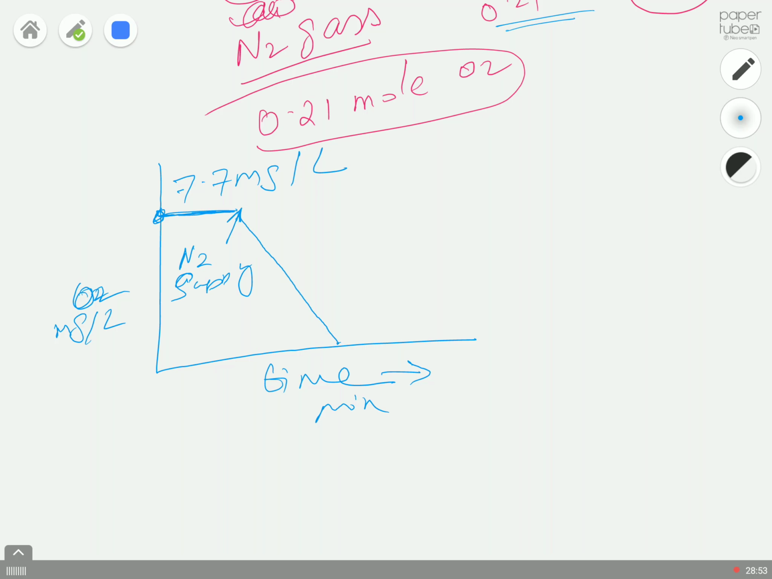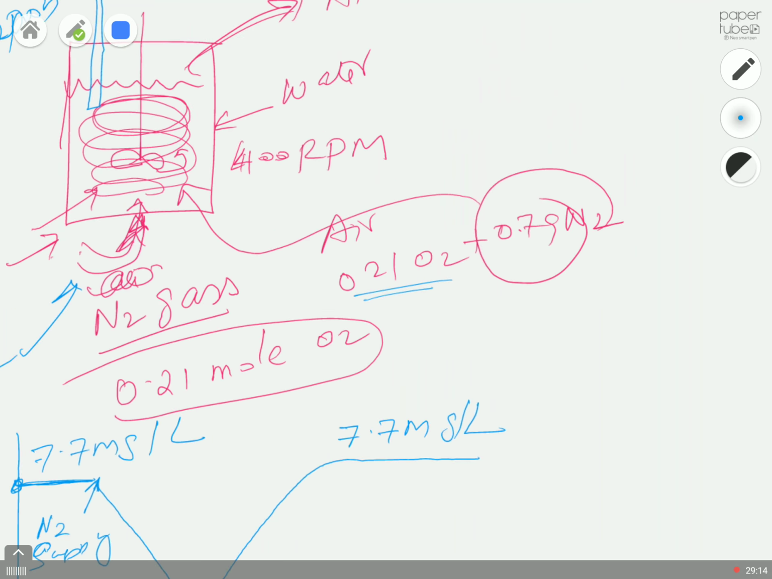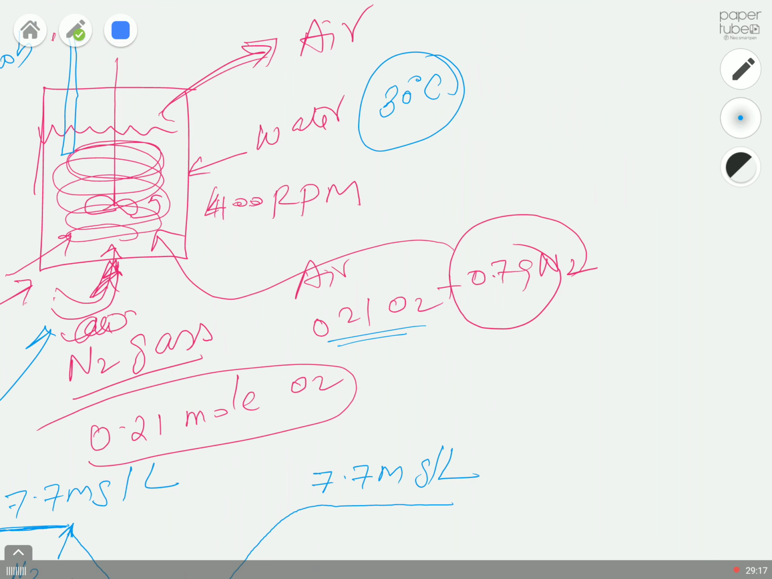Once it has reached zero, we cut the nitrogen gas and pass oxygen gas, and then your oxygen concentration is going to increase, but it won't increase more than 7.7 because that's the solubility limit. You cannot dissolve more than that. Say you are performing this experiment at 30 degrees centigrade. So this is the solubility of oxygen in water.